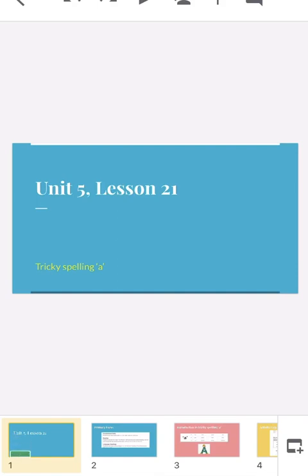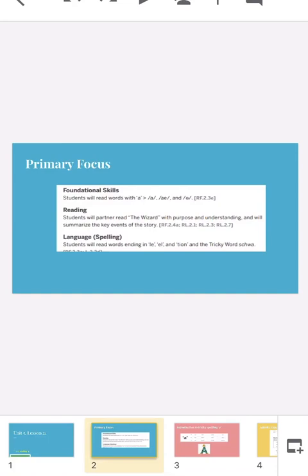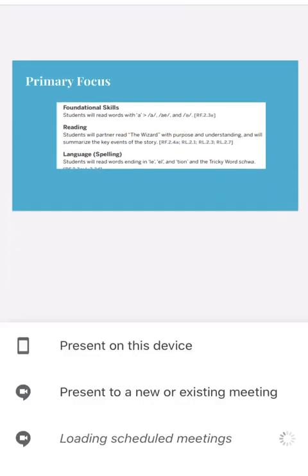And in this lesson, we're working with that tricky spelling A. Let's go to our goals slide. Our primary focus for this lesson is you will be able to read words by the end of this lesson with A, making the A sound. You will also be reading the story called The Wizard with purpose and understanding, and you will summarize the key events of the story. You will also be reading words ending in L, and Sean, and you will read the tricky word schwa. Okay, let's go ahead and get started.